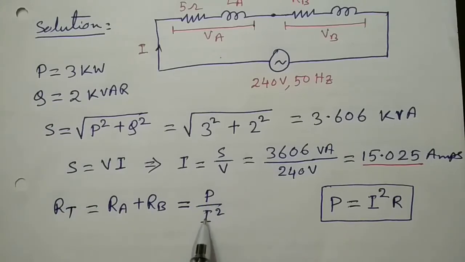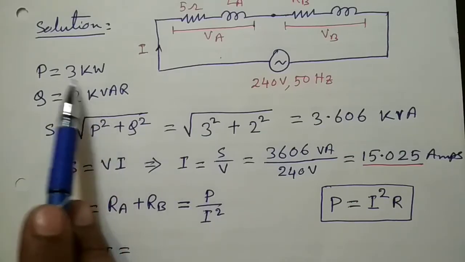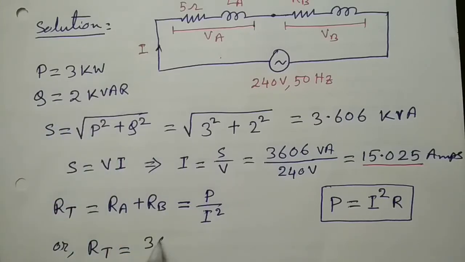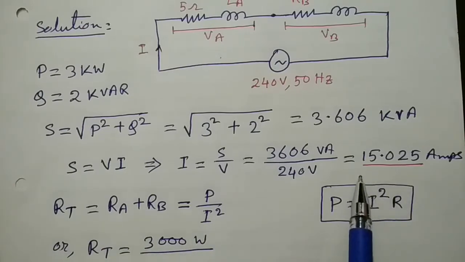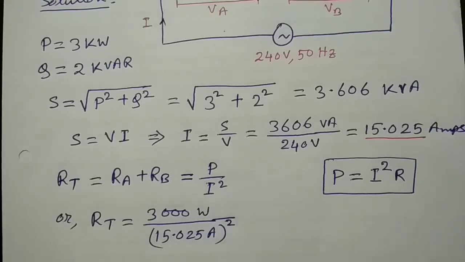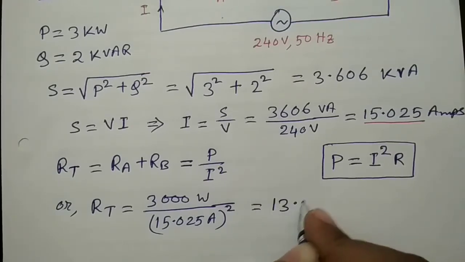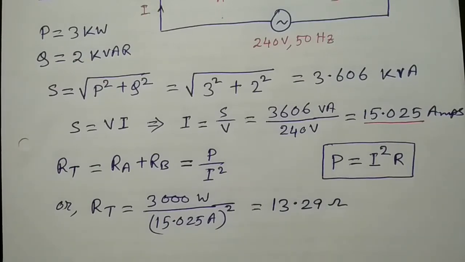So by using this formula here we have to calculate the total resistance. So it will be P upon I square, or the total resistance will be, the power is here 3 kilowatt. Here power means the active power, 3 kilowatt. We convert it into watt upon the current, and current we have calculated, that is 15.025 ampere square. And after simplification, the total resistance will be 13.29 ohms. This is the total resistance.